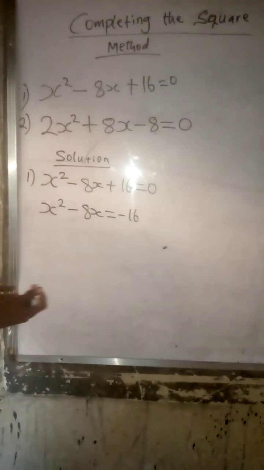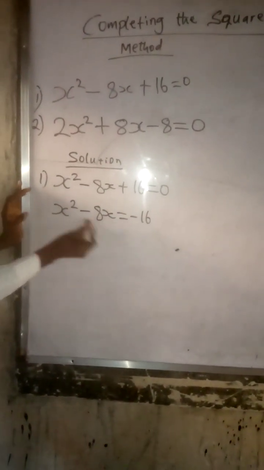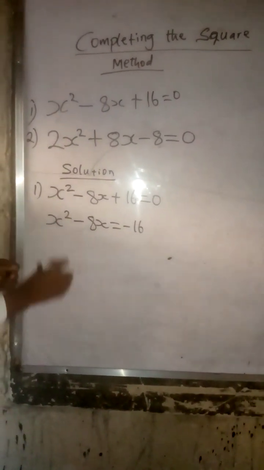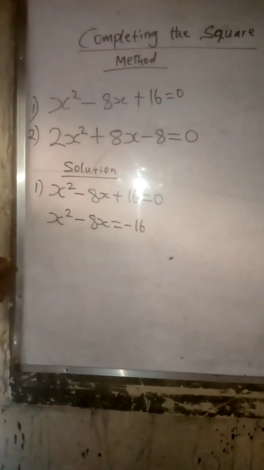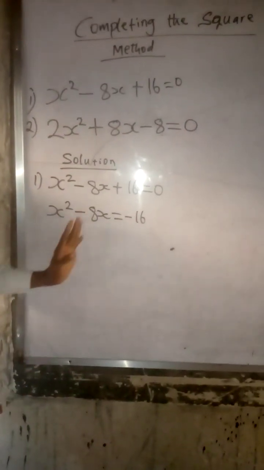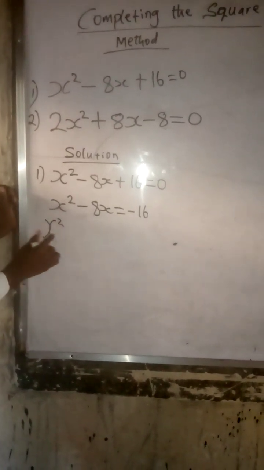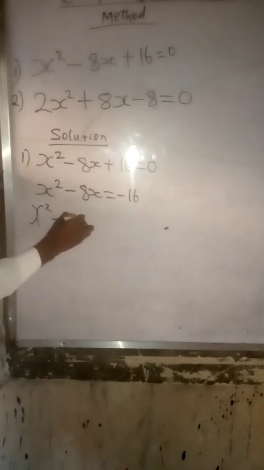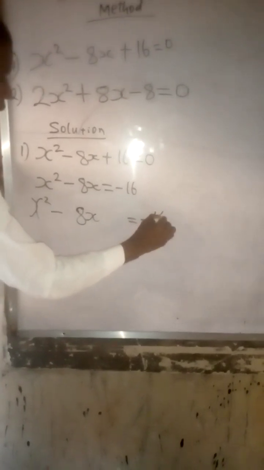The next step that students find very hard is this: you take the coefficient of x, you multiply it by half, that is 1 over 2. Any answer that you have, you square it, then you add it to both sides of the equation, that is the left hand side and the right hand side. So we are going to do that now. x squared minus 8x, you leave a space for that, equals minus 16.